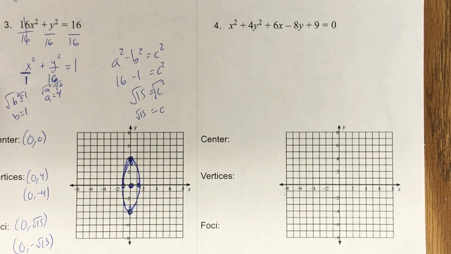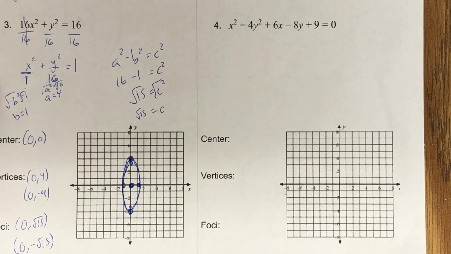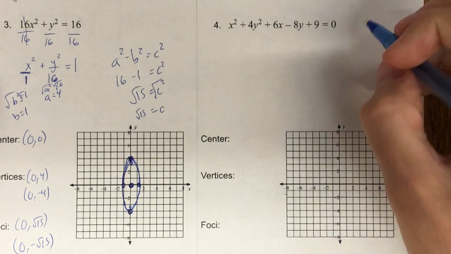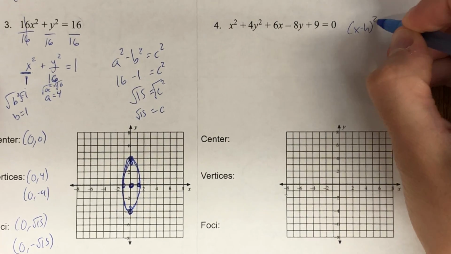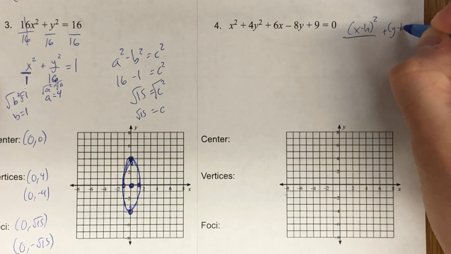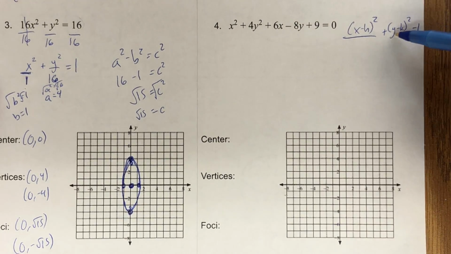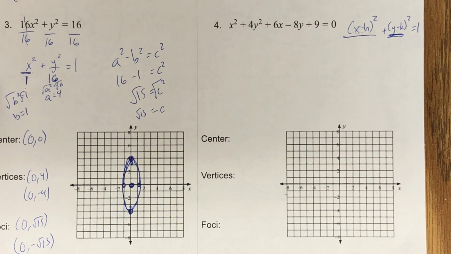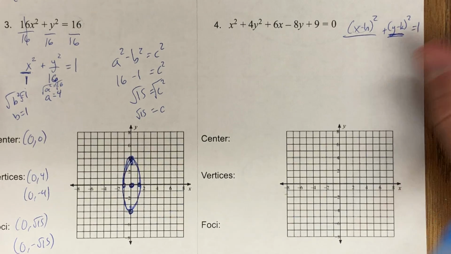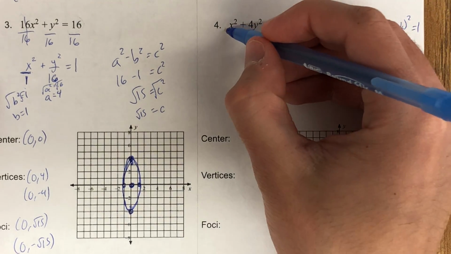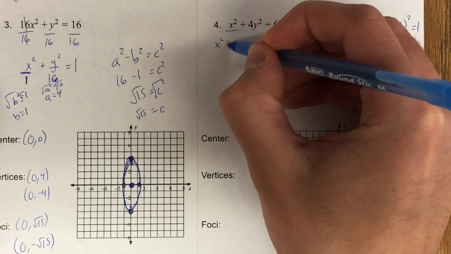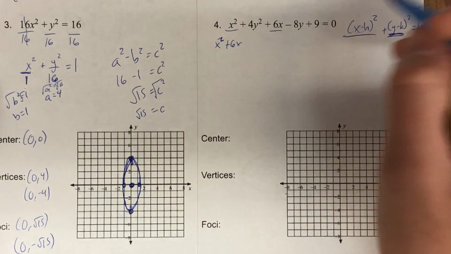All right, last one here. So this one's looking a little wonky probably. So for us to write an equation of an ellipse, it's got to be set equal to 1. That's kind of the main idea. And your x has to be in parentheses, same with your y. So we're probably going to want to do some completing the square here. So let's at least just get our x's kind of by each other, same with our y's.